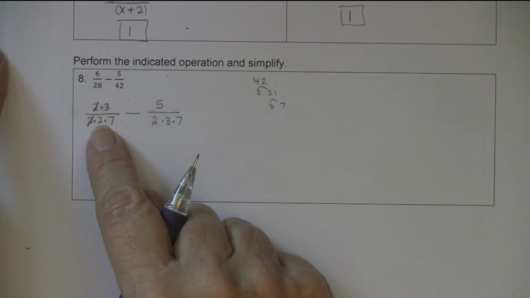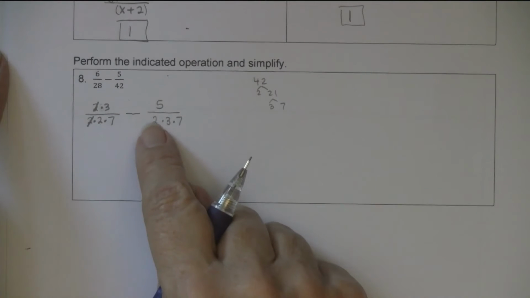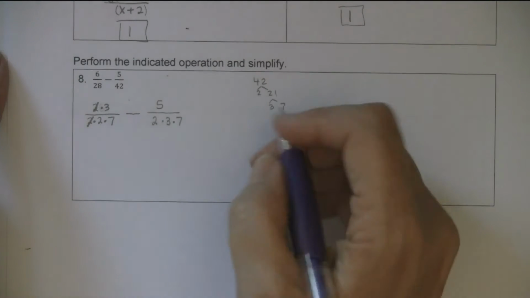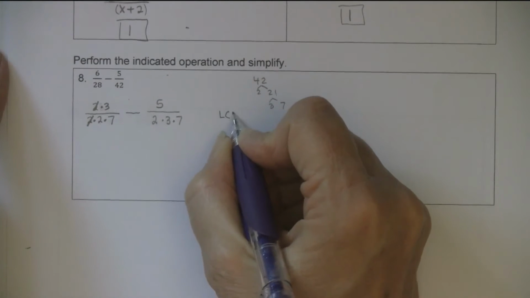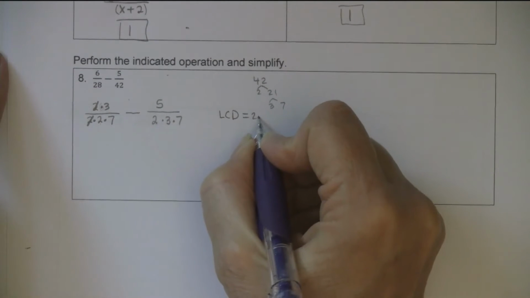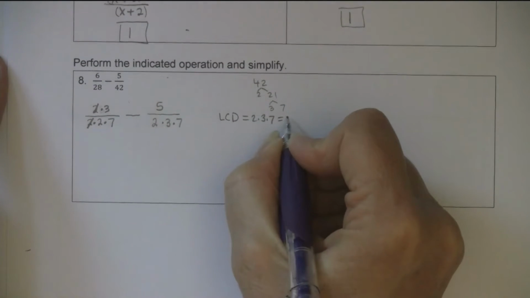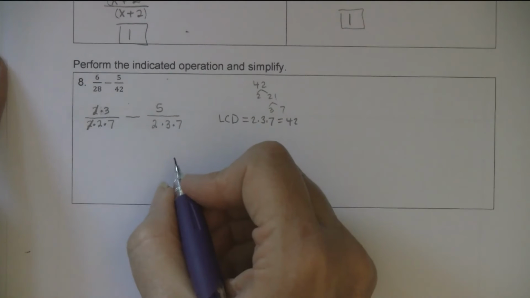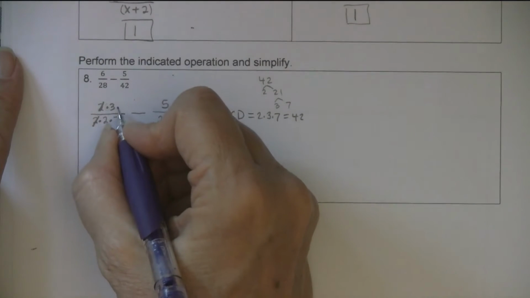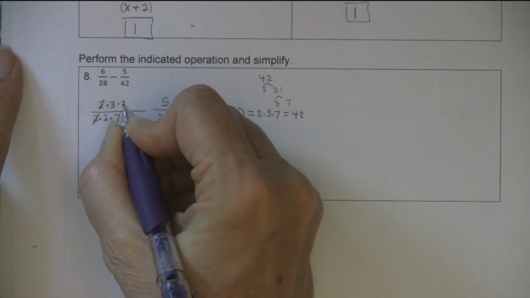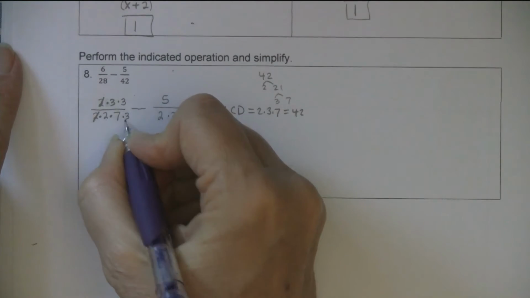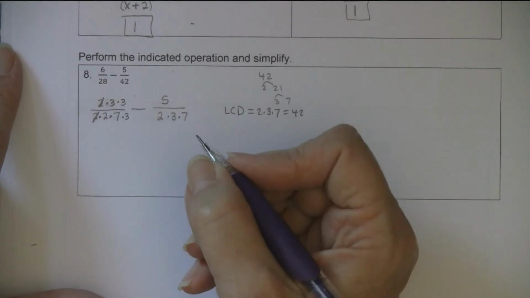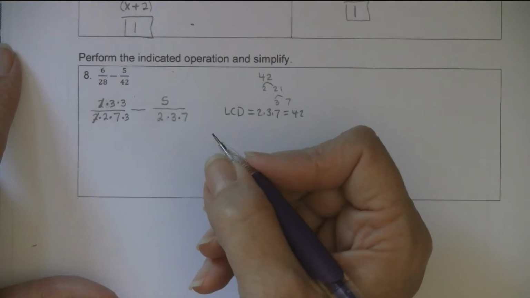So what you want to do to make equivalent fractions there, and the common denominator is 2 times 3 times 7, right? So the least common denominator is 2 times 3 times 7, which is 42, right? And so what you want to do is you want to multiply here top by 3 and the top and the bottom by 3. Now that makes an equivalent fraction when you do the top and the bottom by the same thing.